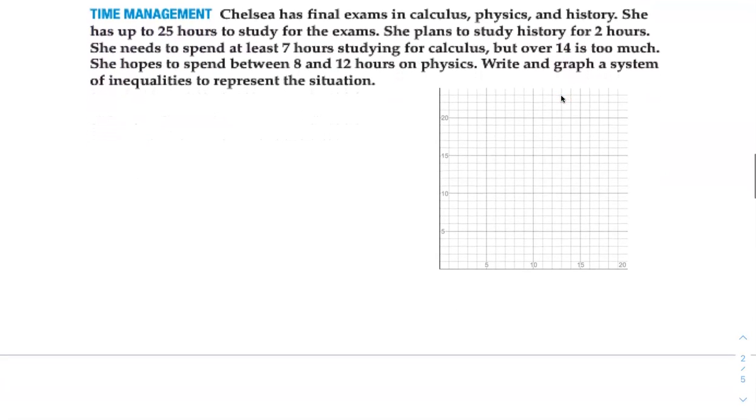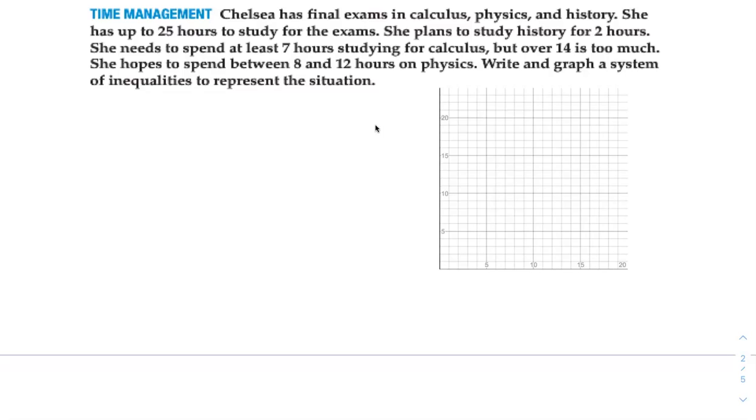Okay, last one. Chelsea has final exams in calculus, physics, and history. She has up to 25 hours to study for the exams. She plans to study for history for 2 hours. She needs to spend at least 7 hours studying for calculus, but over 14 is too much. She hopes to spend between 8 and 12 hours on physics. Write a graph system representing inequalities.